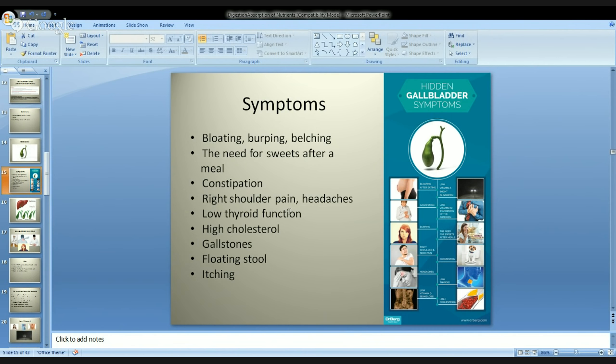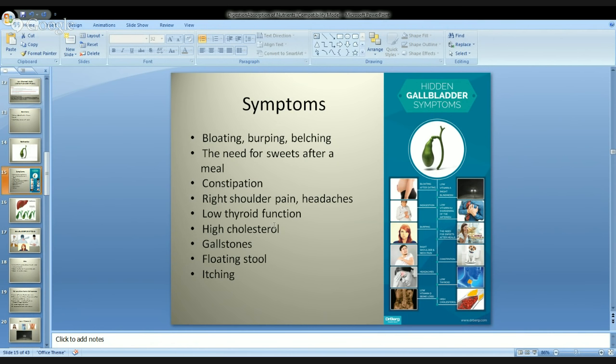Veronica, did you ever have cold feet? Did I ever have what? Cold feet. Yes. That's probably because your gallbladder is not converting the thyroid hormones. 80% of the thyroid function is controlled by the gallbladder and then liver, and then 20% is controlled by the kidneys. Now, high cholesterol. Cholesterol is broken down by bile.